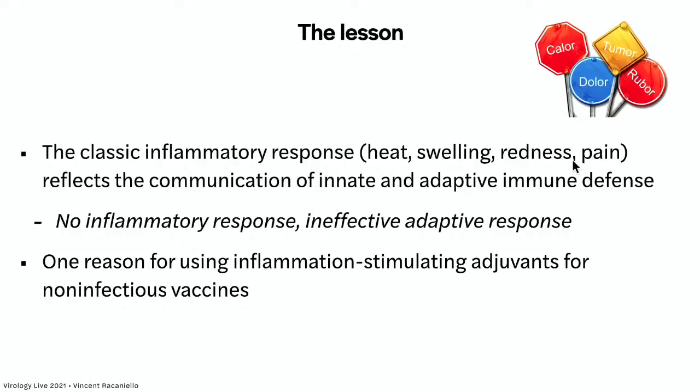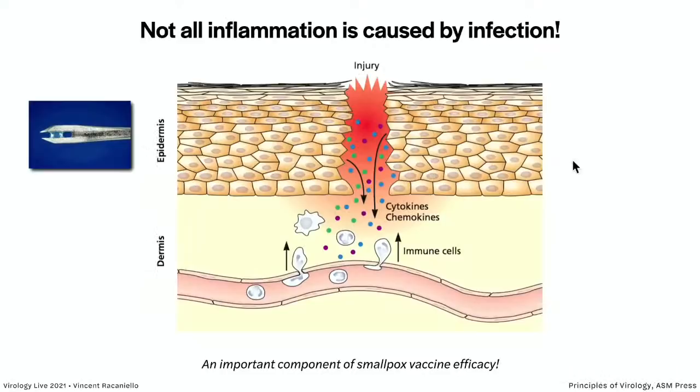If you don't have a good inflammatory response, you have poor adaptive responses. And this is one reason why we use adjuvants for many non-infectious vaccines. The vaccines do not reproduce. They do not kill cells, so we don't have inflammation. So we add an adjuvant which causes inflammation so that we get a better antibody and T-cell response. And we'll visit adjuvants when we talk about vaccines.